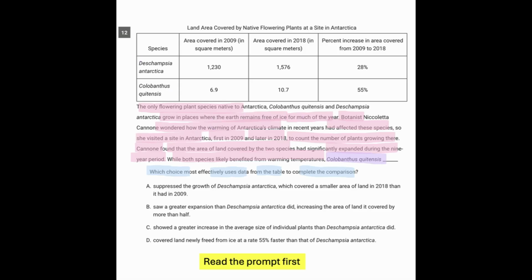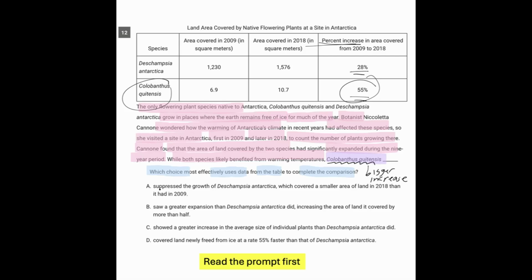So we're going to go ahead and look at the data. Both species benefited from the warming, and that makes sense because we have a % increase in both of them. But this particular one, which is right here, had a bigger increase. So in my own words, I'll say it had a bigger increase than the other one. So which answer says that?